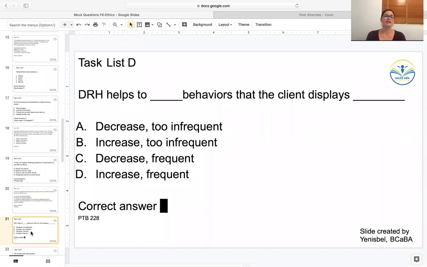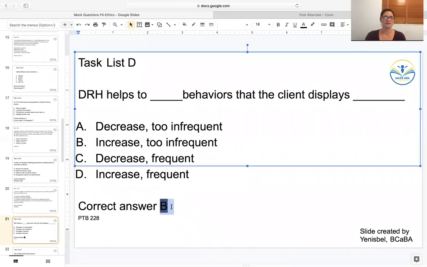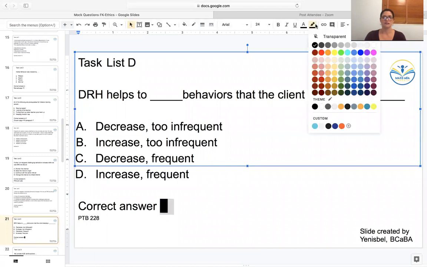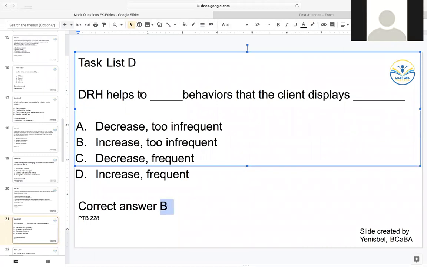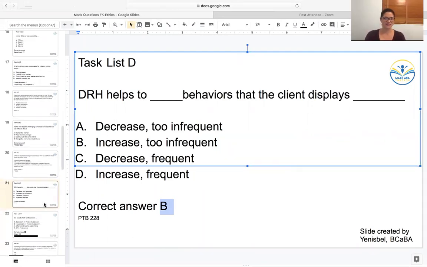The DRH helps to blank behaviors that the client displays blank. So is it decrease to infrequent, increase to infrequent, decrease frequent, increase frequent? B. Huh, you guys are fast. Try not to make it too tricky, but I think you need trickier. You're going too fast. That's awesome. Congratulations. B is the answer.